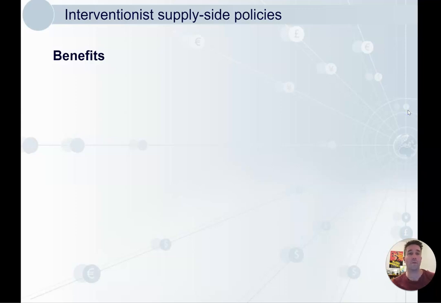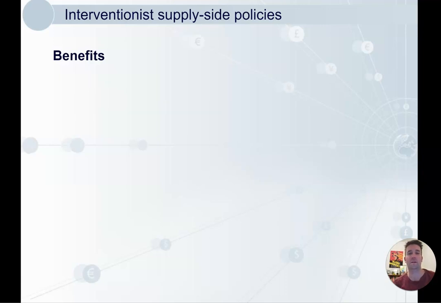Now, what's good about interventionist supply side policies? So we've got some benefits. It increases potential output. All of them have done that. I just wanted to outline it clearly here. And what we can do is we can meet all the macroeconomic objectives.